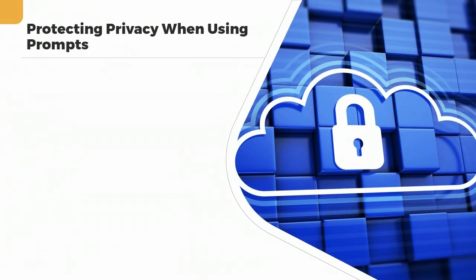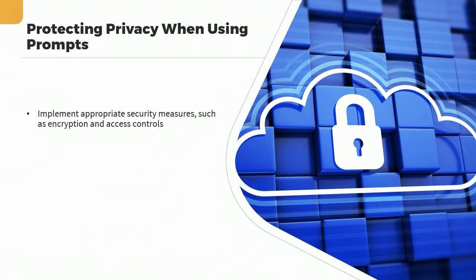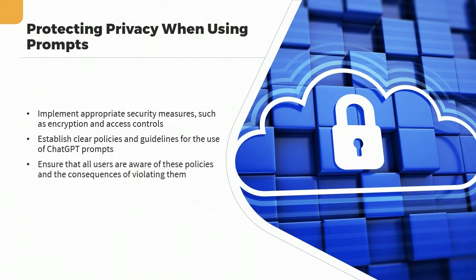When using ChatGPT, privacy must therefore be protected at all costs, and information kept secure. This includes ensuring that any sensitive information is not shared through prompts or used for malicious purposes. Through the implementation of appropriate security measures, such as encryption and access controls, organizations can prevent unauthorized access to information. Additionally, it's crucial to establish clear policies and guidelines around the use of ChatGPT prompts and ensure all users are aware of these policies and the consequences of violating them.